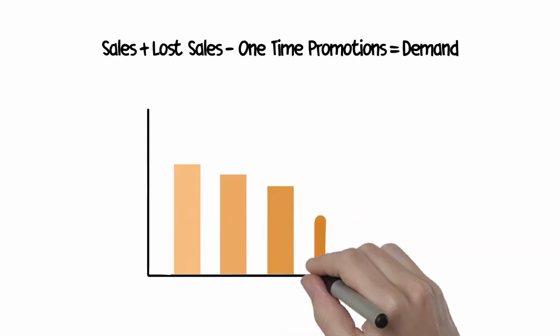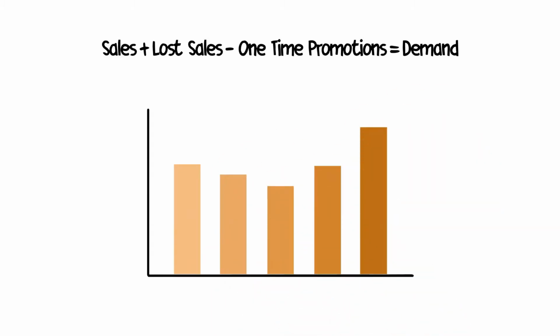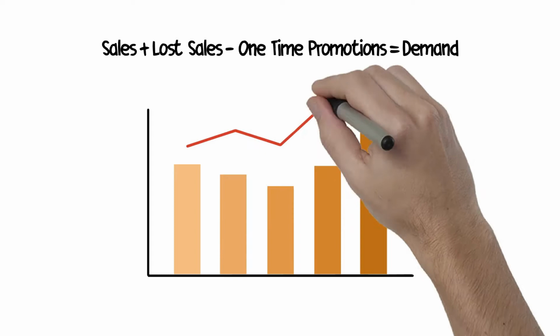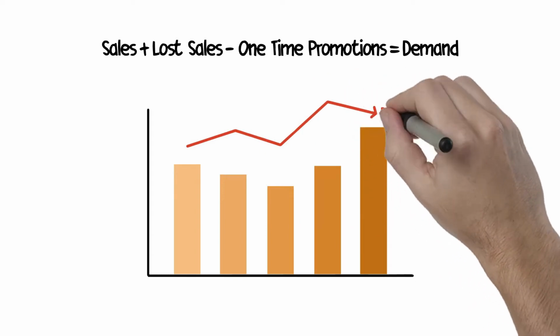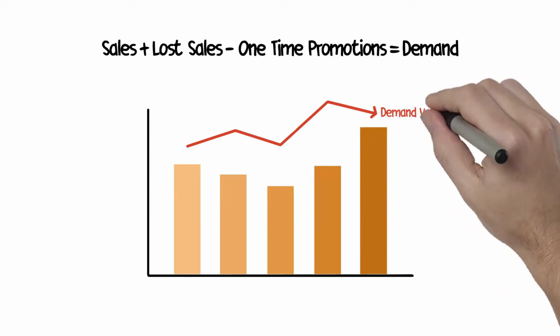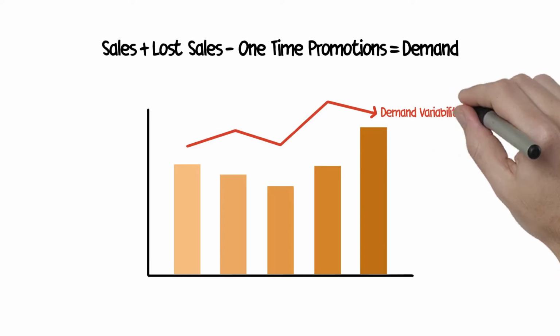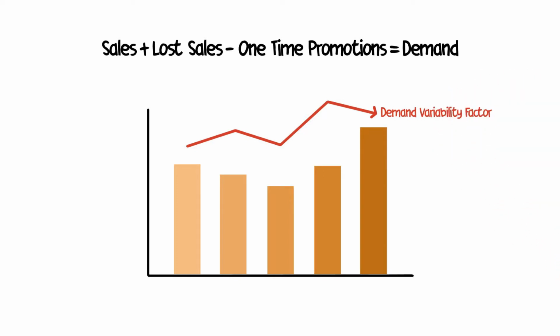The system uses this historical demand and builds a forecast of future demand. At the end of every forecast period, the future demand forecast is updated based on the latest available information. The system applies a demand variability factor to more effectively respond to unusual changes.